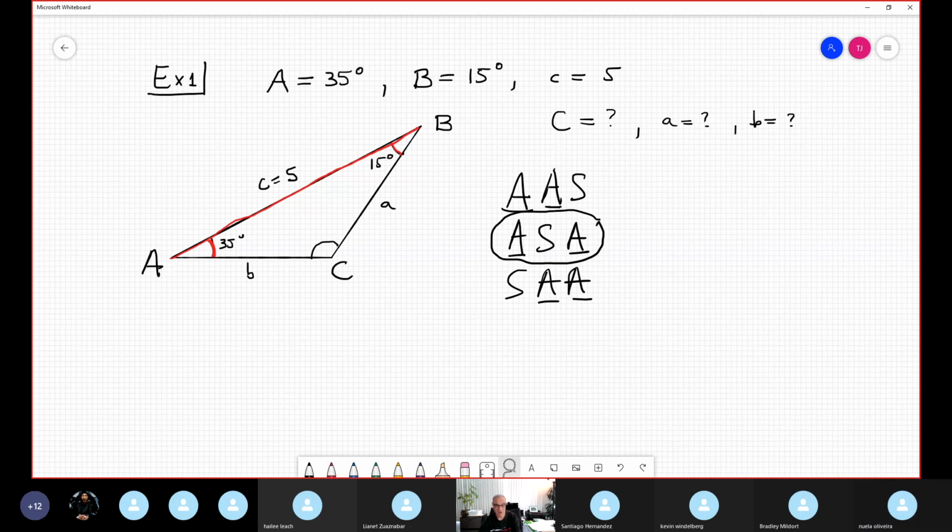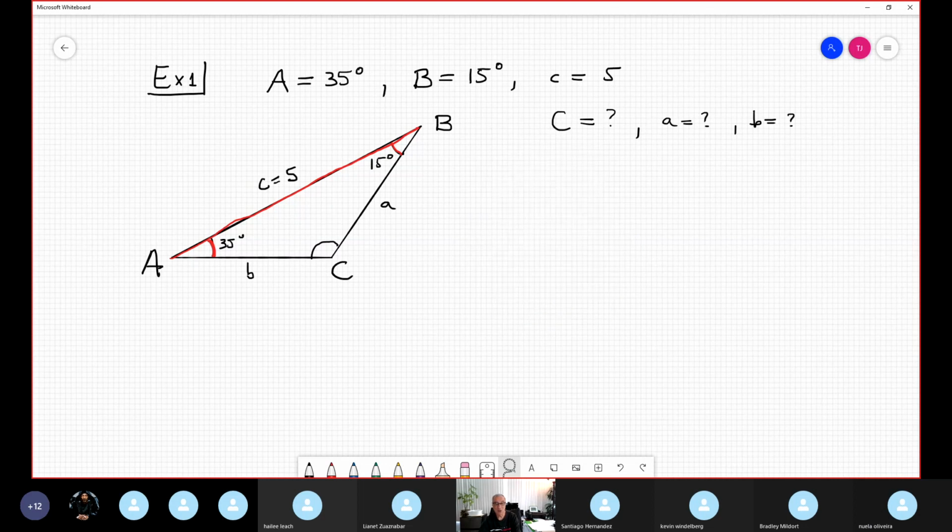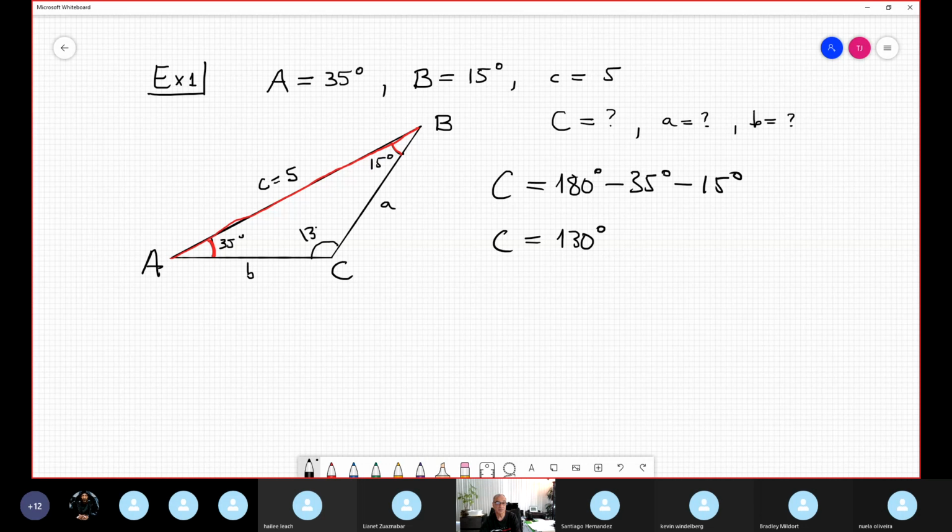Yes, Professor. Okay, now, when you have in your hand two angles, wow, you find the third angle like that. C is equal to 180 degrees minus 35 degrees minus 15 degrees. Yes or no? Because I know that the sum is 180. And you compute that, and the answer is, sorry, 130 degrees.